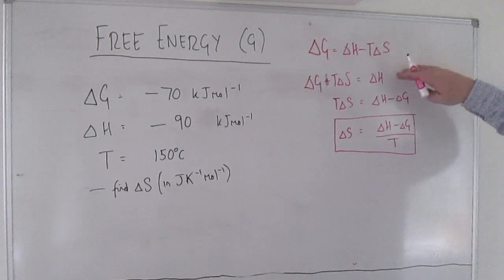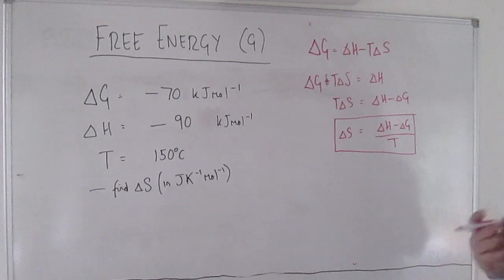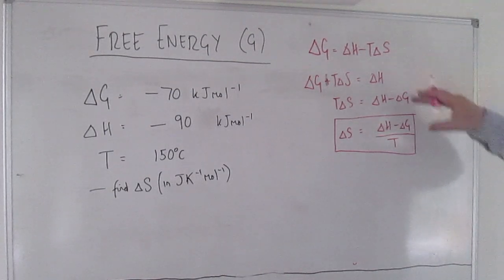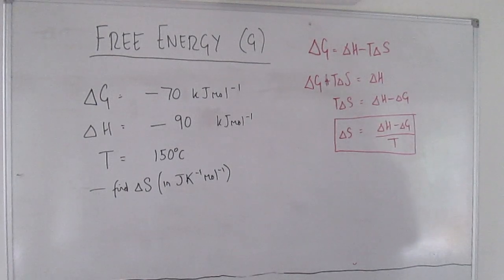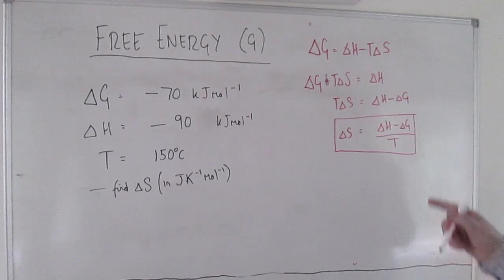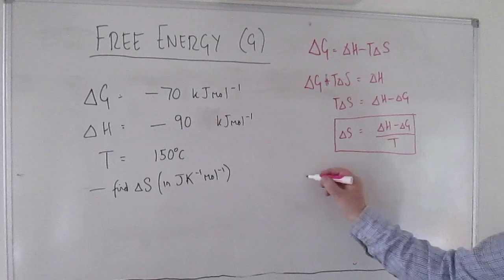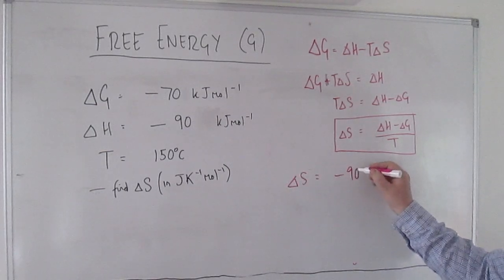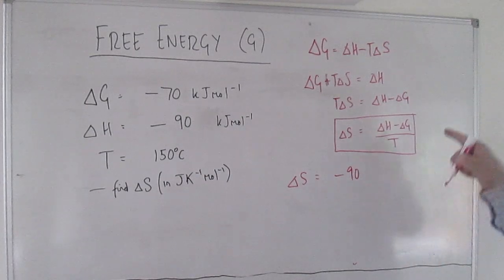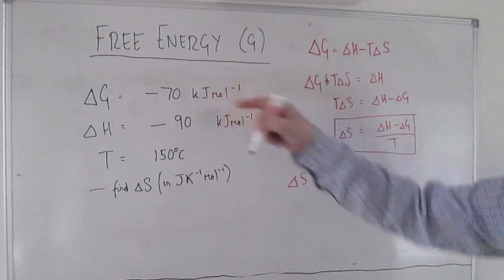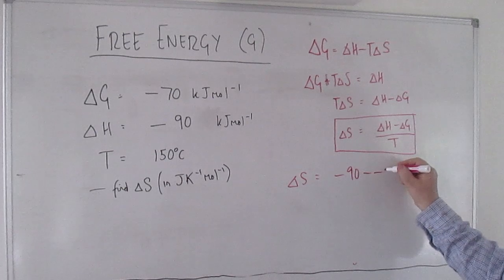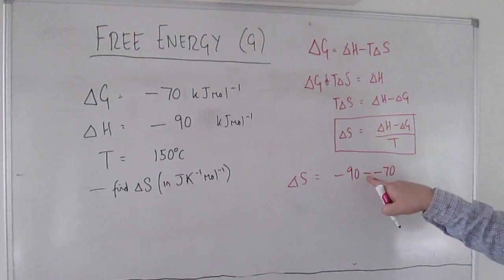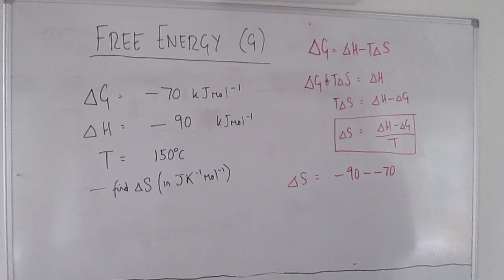So be careful with those rearrangements. Again, don't be overconfident and do it in your head if you're not confident with your algebra. Do it one step at a time like that, and that's what you end up with. So now we can plug the numbers in. So delta H is minus 90, so we have minus 90, and then it's minus delta G, so it's minus 70. So again, being careful with the signs because you're subtracting a negative number there.